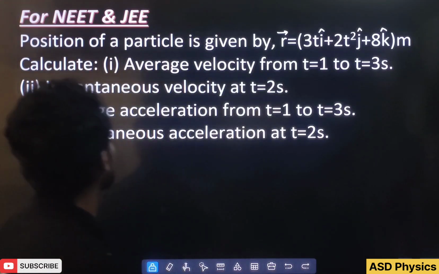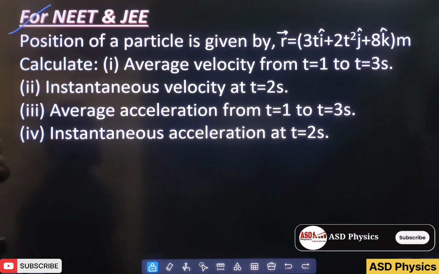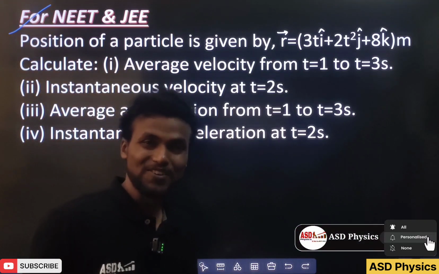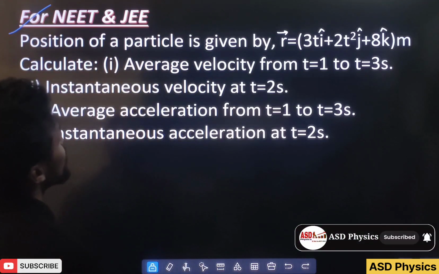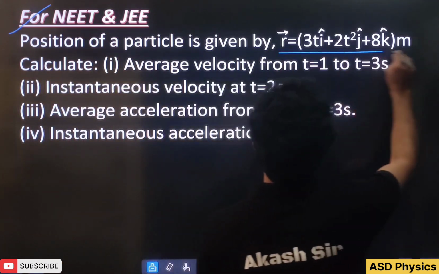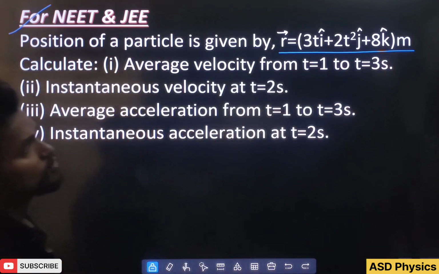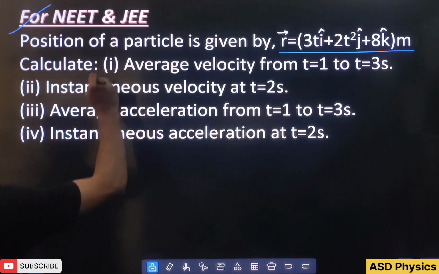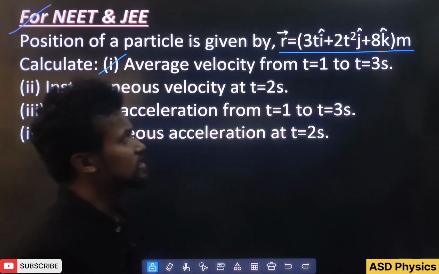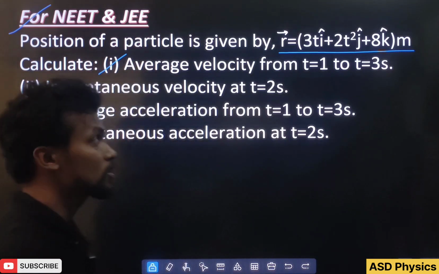Okay, great. Now students, we are going to solve a question, no? Because by solving questions only we can learn a lot. See, position of a particle is given by 3t i cap plus 2t square j cap plus 8 k cap. Now see here, please calculate the first one: average velocity from t equal to 1 to t equal to 3 seconds.